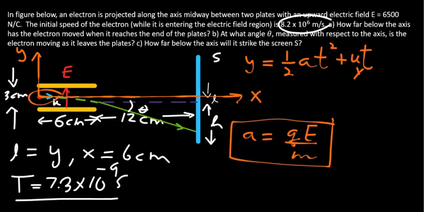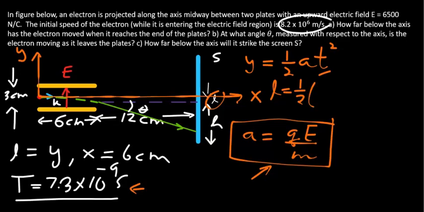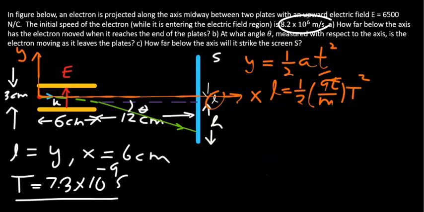So it doesn't have the y component to its initial velocity, so that goes away. When this y is this little l, the t is the capital T that we have already determined, with acceleration being that. So you see L equals half acceleration, which is qE over m, times capital T squared. So let's put everything together to get the answer for part A.